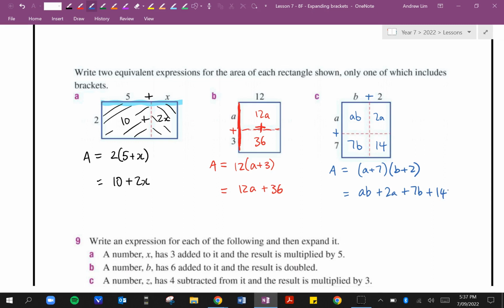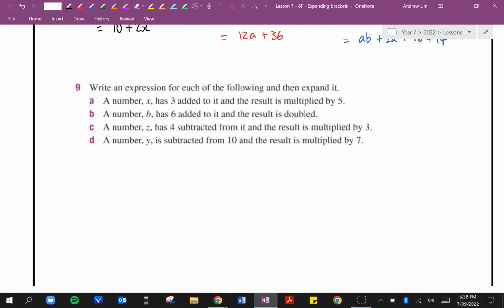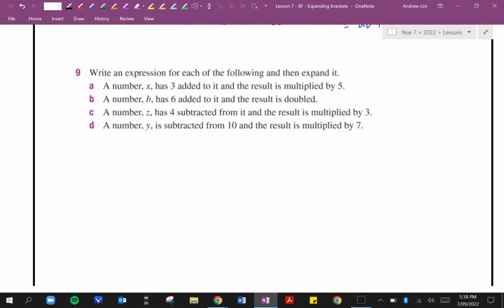All right. Question 9. Write an expression for each of the following and then expand it. So question A, we've got a number x has 3 added to it, and then the result is multiplied by 5. Then whatever the answer is, it's multiplied by 5. So let's expand this. 5x plus 15.